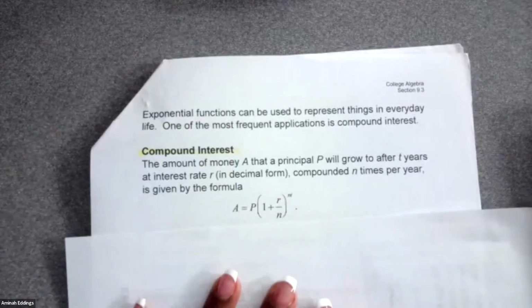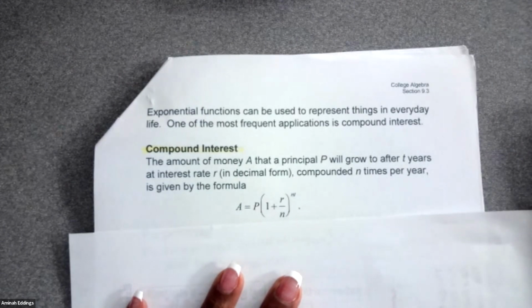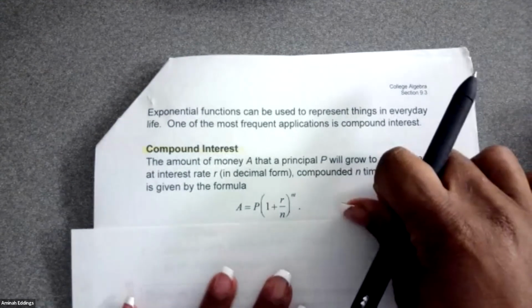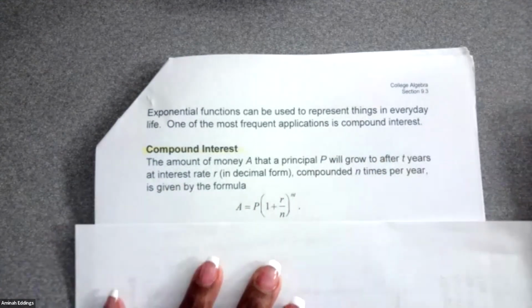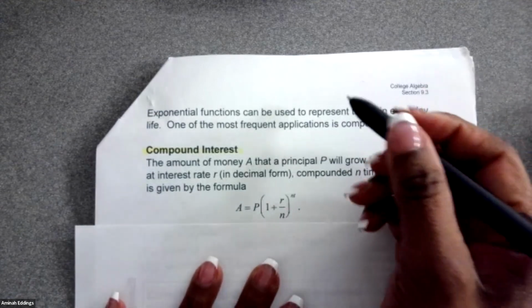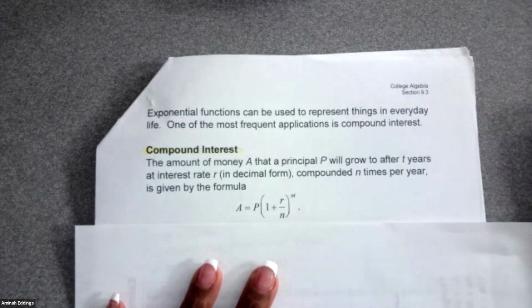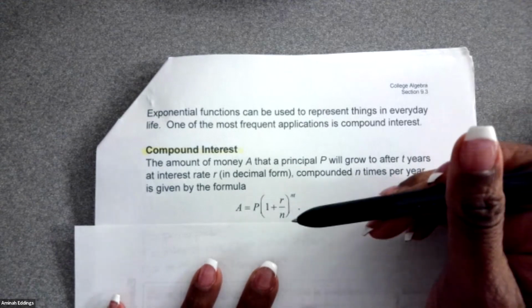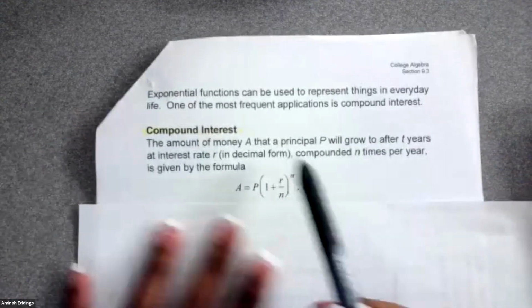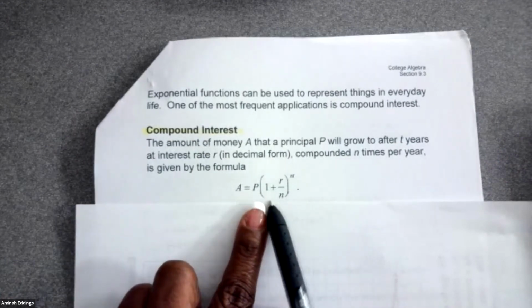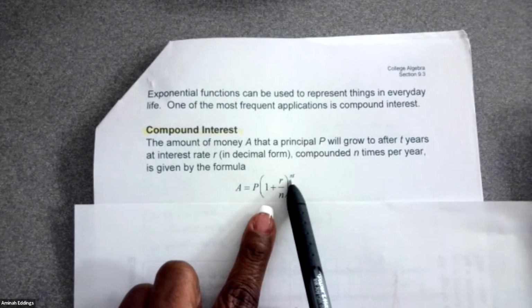All right, so compound interest. Okay, compound interest is a tool that we can use to determine the amount of money that we would have if we were investing it, or if we owe, and we are trying to determine the interest that is going to be accumulated and added to that amount. Okay, and this is the formula that you would use. So we have A is equal to P times 1 plus R over N, all to the NT power.